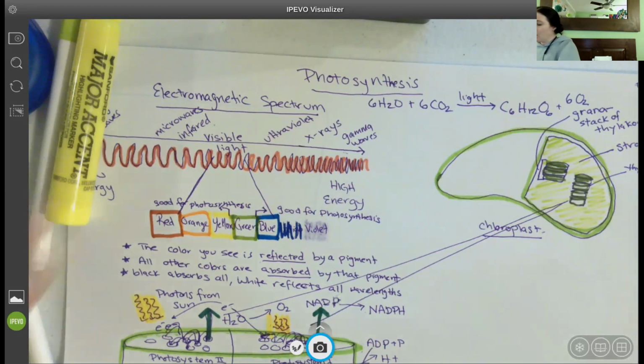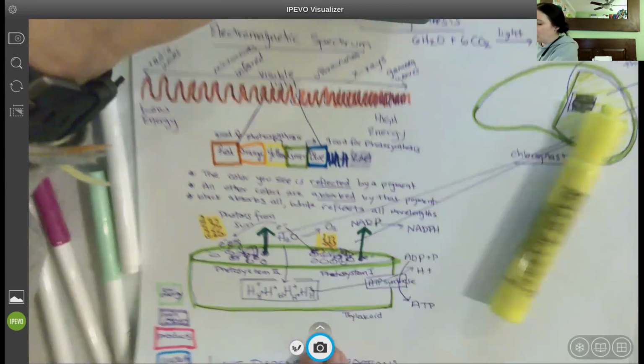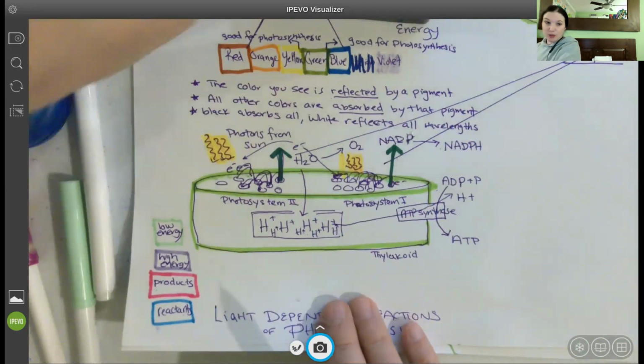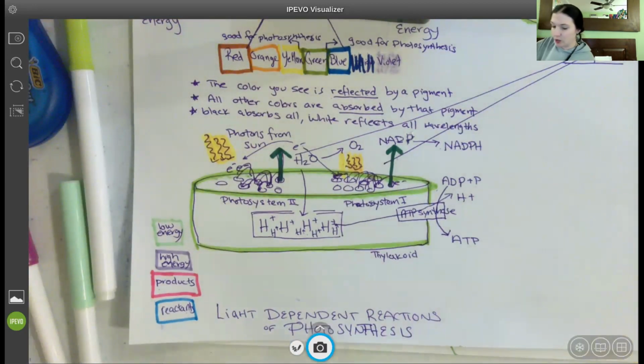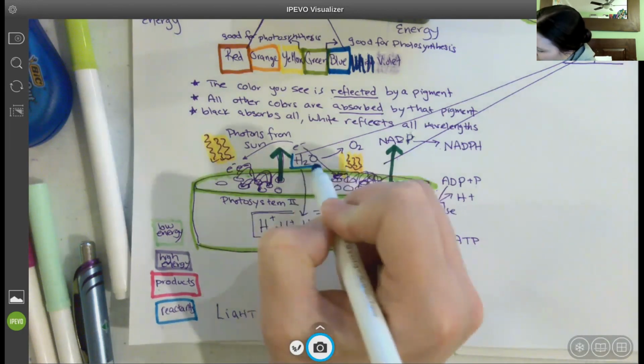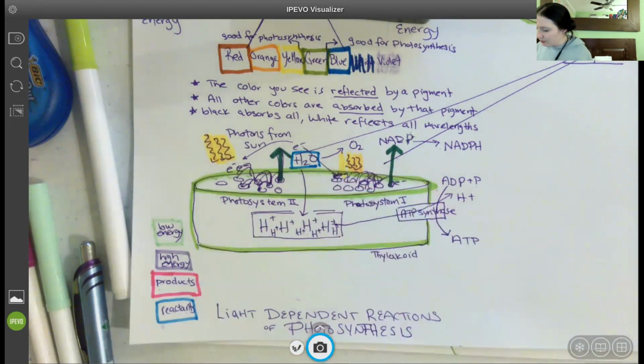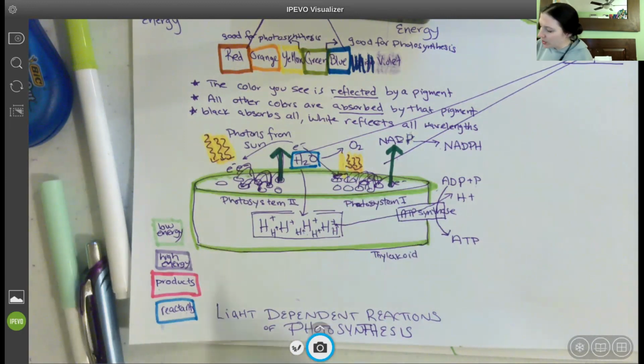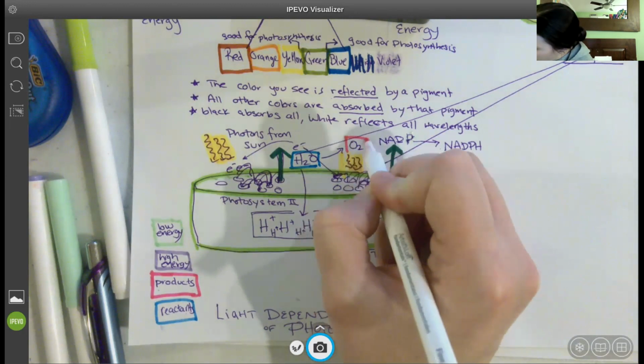Cool. So let's take that information and use that to label any reactants and products we have here from the full reaction. So reactants, here's your water. So this is where the water comes in. And it creates the product of oxygen.